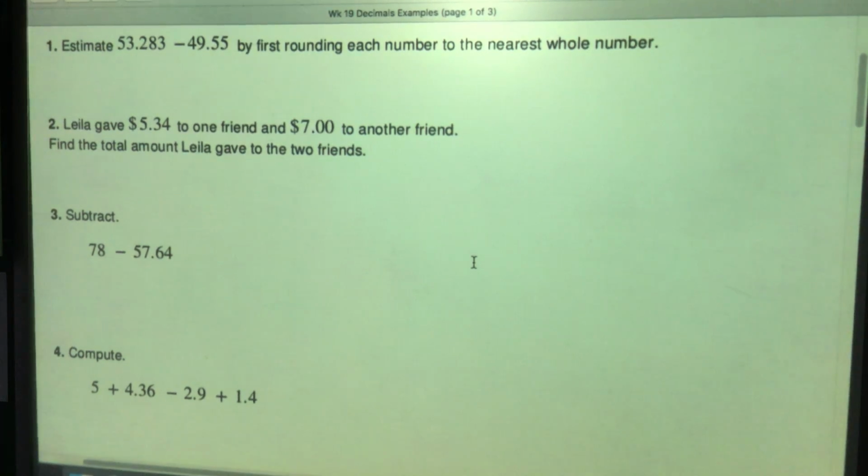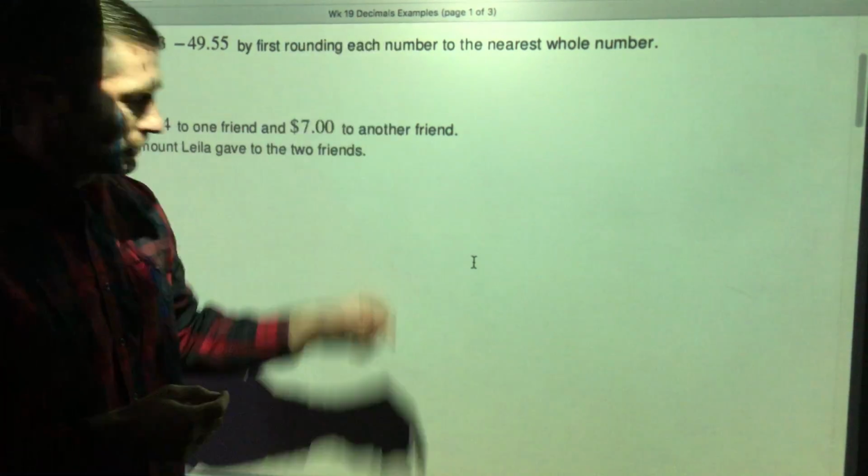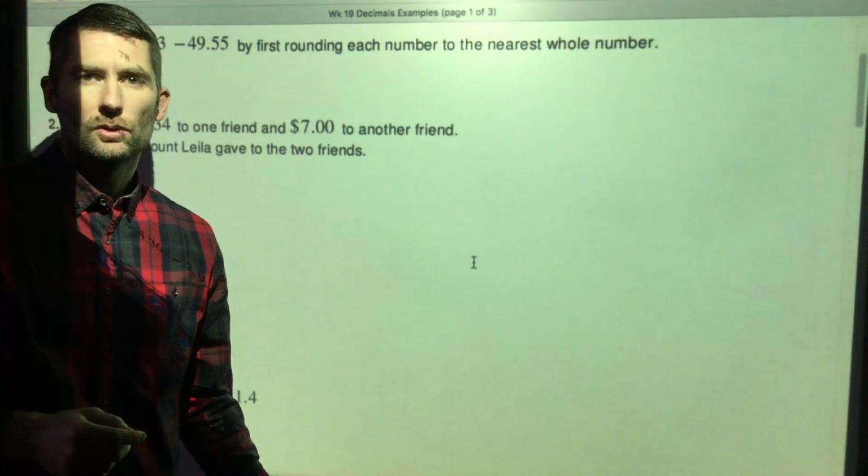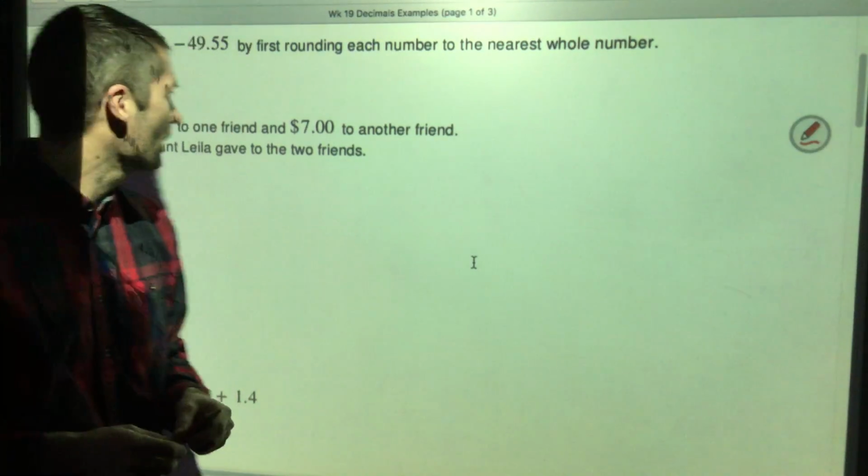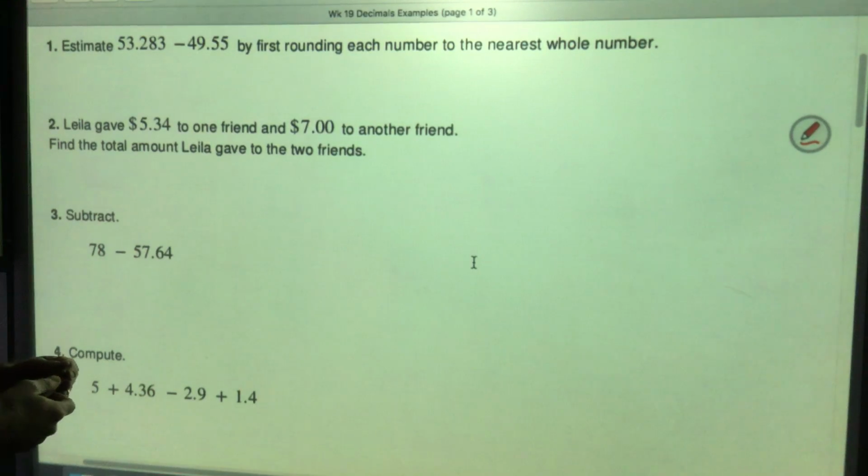Hey guys, today we're going to go over week 19 decimal operations. We're going to go over the examples for this on your homework and on your upcoming quiz next week.